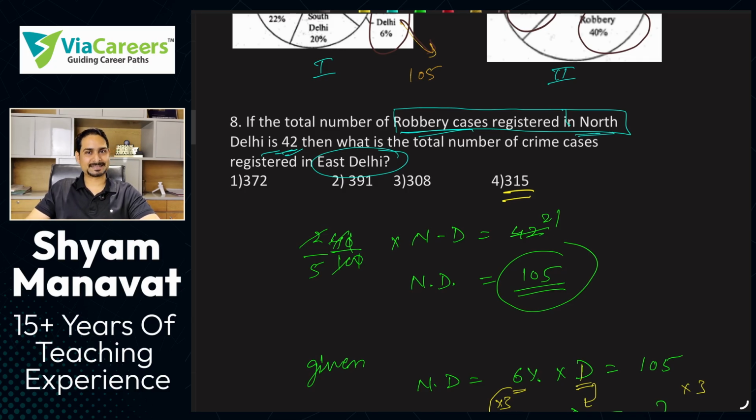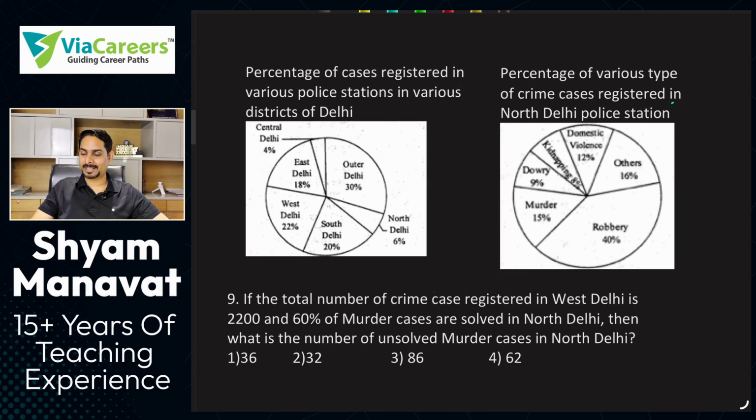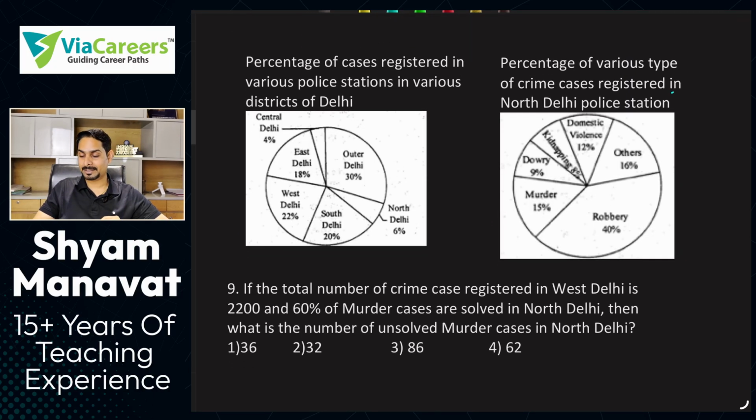Okay, let's see the next question. Look at the new question on the same data. So here, again, you can pause the video and try attempting the question by yourself. Okay, let's see what we have. It says if the total number of crime cases registered in West Delhi is 2,200 and 60% of murder cases are solved in North Delhi, then what is the number of unsolved murder cases in North Delhi?